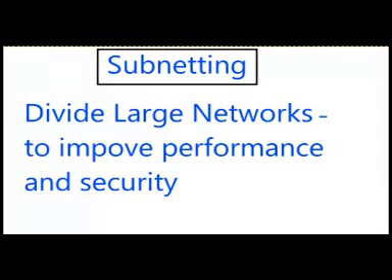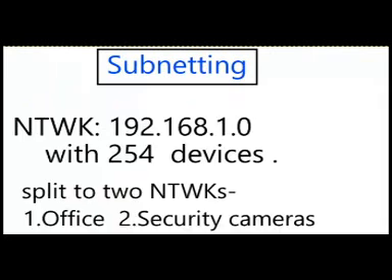Subnetting is simply dividing a large network into smaller networks to improve performance and security. So, for example, we have a network 192.168.1.0 with 254 devices. Now we intend to split this network into two subnets, one for the office, one for the security cameras.